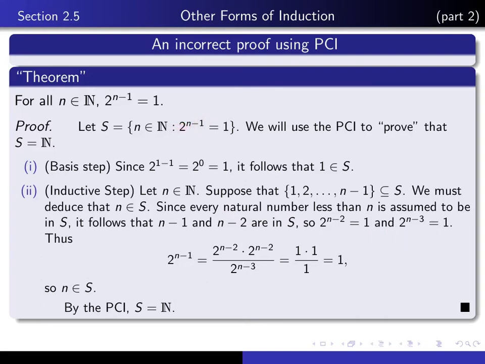So we have these two assumptions that we're making, and therefore we can rewrite 2 to the n minus 1 in this unusual way, and you'll see that that's actually correct. We have n plus n minus n is n, so we get a 2 to the n, and minus 2 minus 4 plus 3 is really minus 1. So these two things are really equal to each other, but this one is assumed to be 1 times 1 divided by 1. That is equal to 1, and that proves that n is an element of S. So by the principle of complete induction, it follows that S is equal to the set of all natural numbers, and the proof is complete.